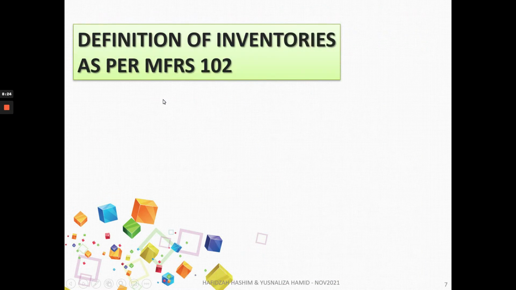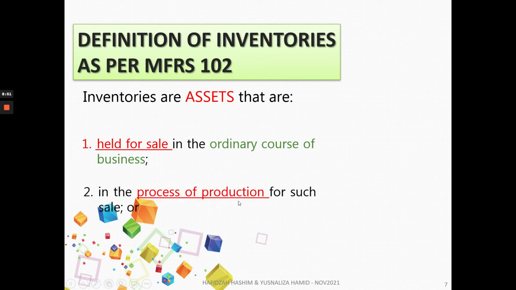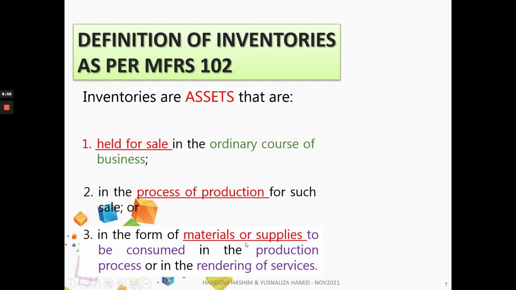Let's look at the definition of inventories as per MFRS 102 Inventories itself. Inventories are assets that are held for sale in the ordinary course of business. It is not an occasional sale, but you are selling, let's say, the houses or the properties in your normal day-to-day business activities, which is your ordinary course of business, not occasional business. Also assets in the process of production for such sale, and also in the form of material or supplies to be consumed in the production process or in the rendering of services.